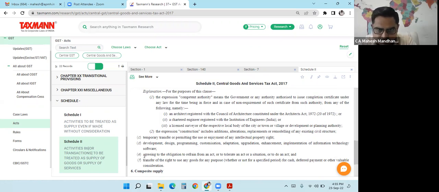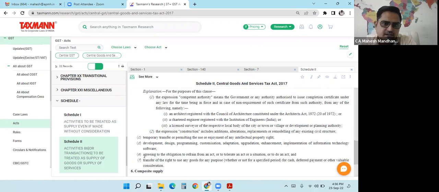There are various components. Number one, agreeing to the obligation to refrain from an act. To refrain from an act means not to do an act, to abstain from an act. In simple words, not to do an act. Number two, to tolerate any act or situation. And number three, agreeing to the obligation to do an act. If these are the situations, and if for these particular activities you are getting certain consideration, then it will be liable under GST as a supply of service.